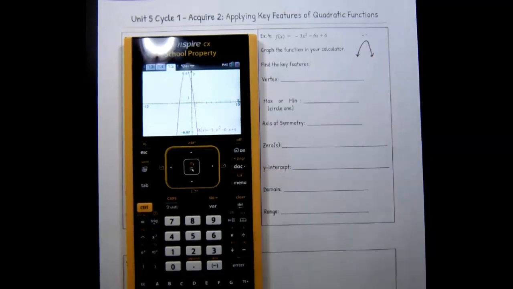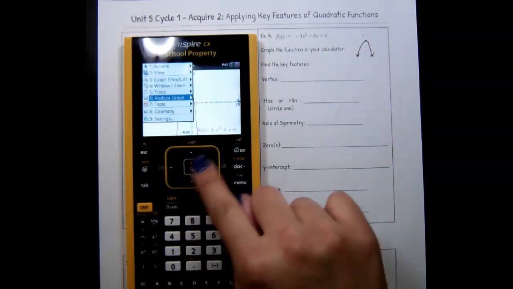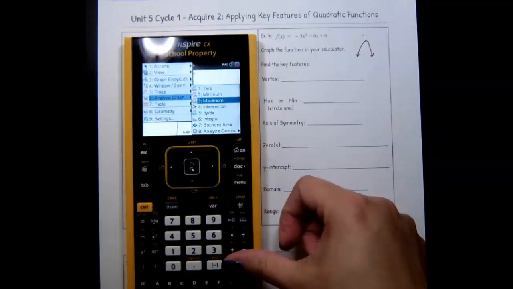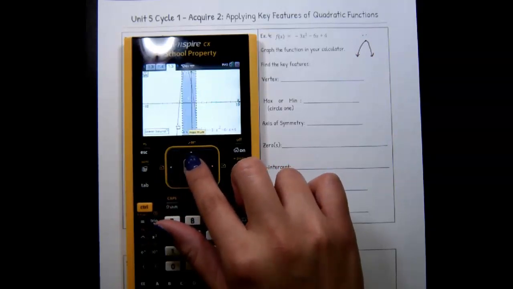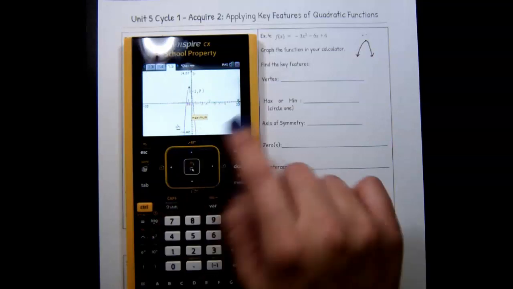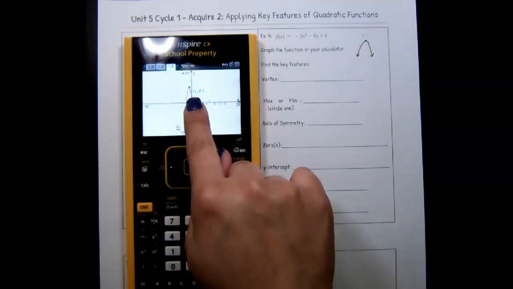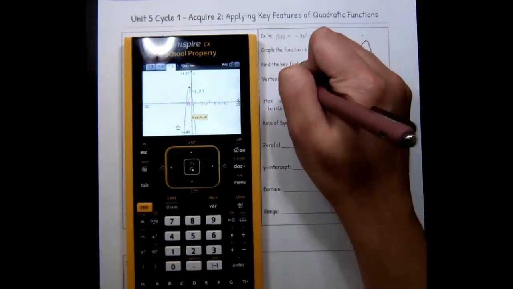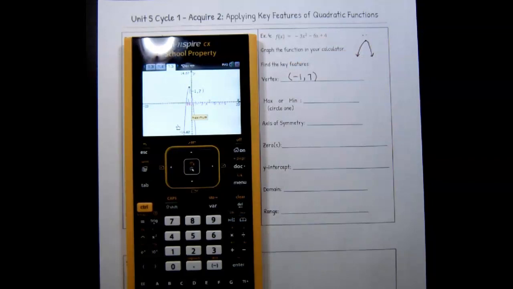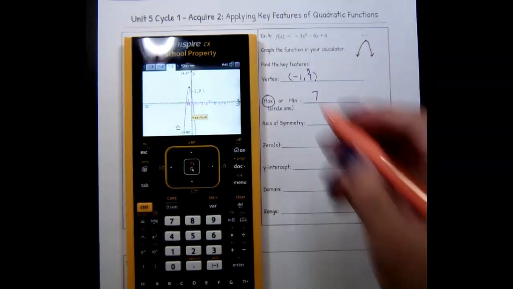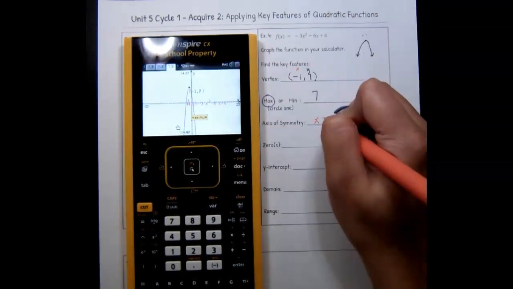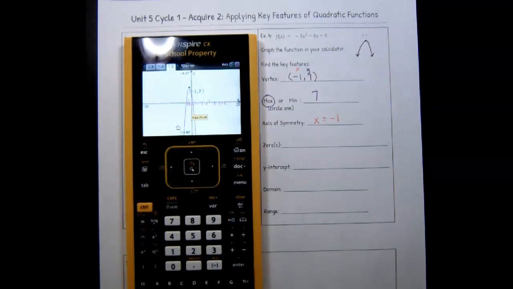I'm going to find the vertex. My vertex is up here, and this time it is a maximum. So I'm going to go menu, analyze graph, but this time I'm going to select maximum. It moves it a little bit for me because we couldn't really see the very top of it, and it tells me that the vertex is -1, 7. I have a maximum this time. The max is going to be the y value, so my max is 7. The axis of symmetry also comes from the vertex, but this time I'm looking at the x value. So x equals -1.